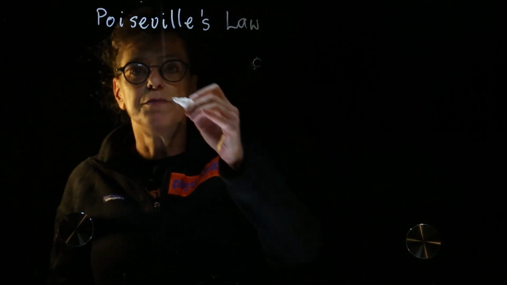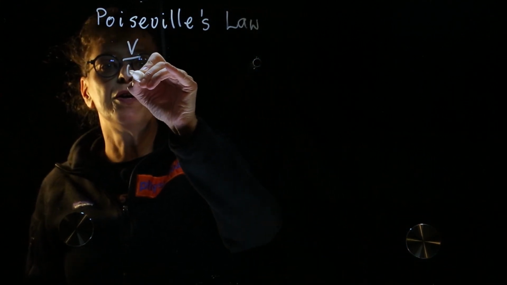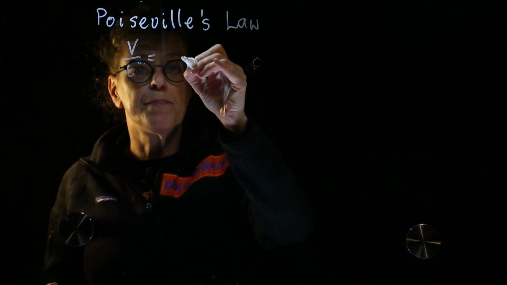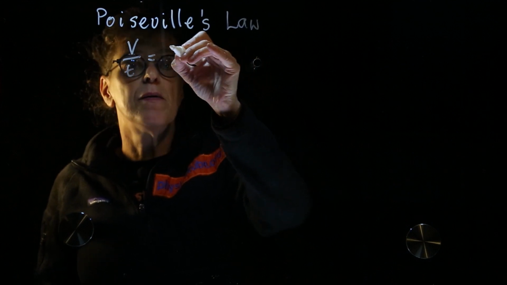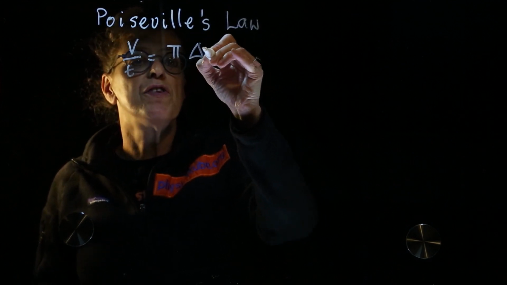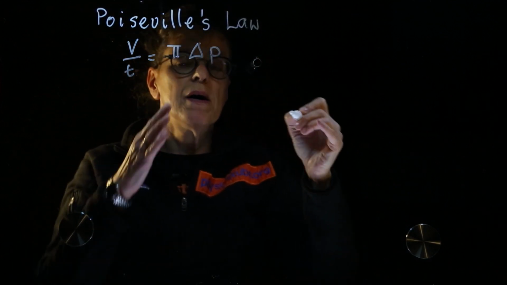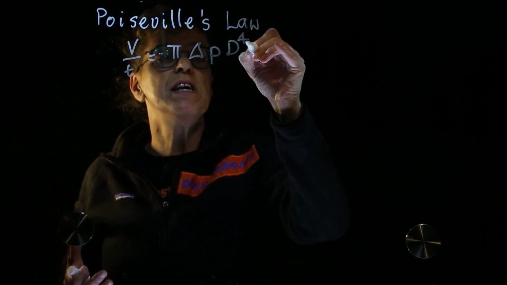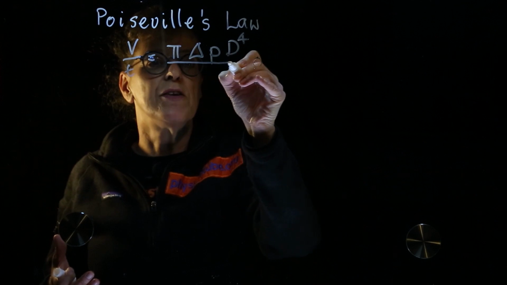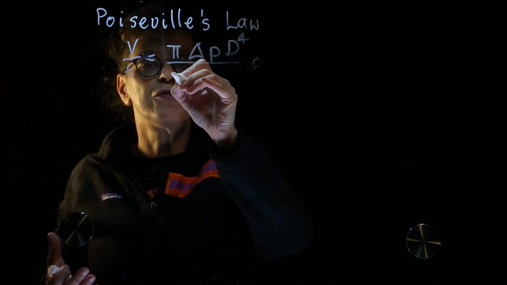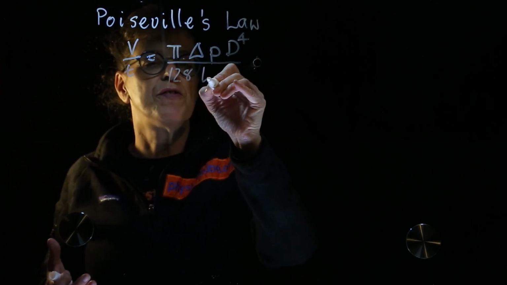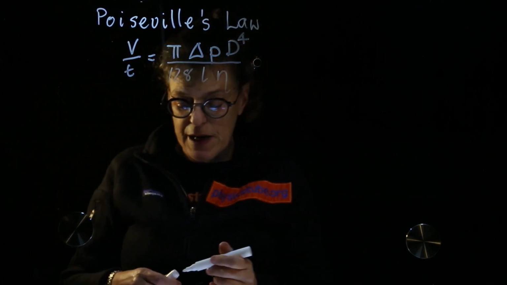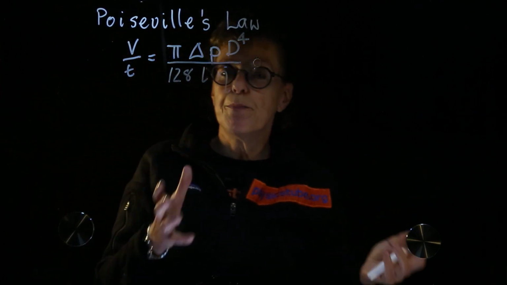Poiseuille's law says volume per unit time is equal to pi times your pressure change, so pi, I guess because it's a circular vessel or assumed to be, times d to the power 4, over 128 times the length of the vessel times the viscosity of the fluid flowing through it. And this question asks us about blood vessels.